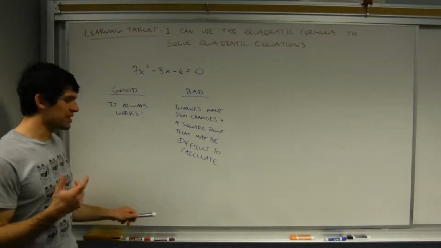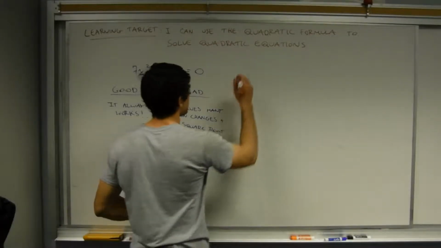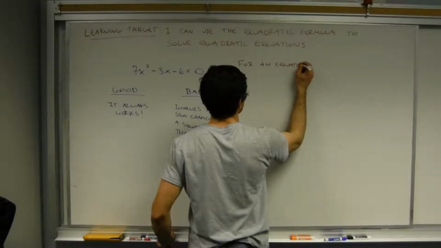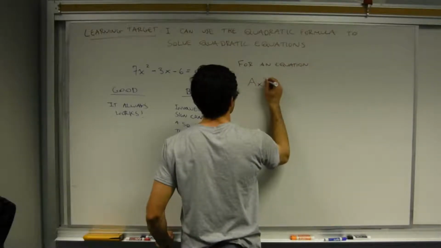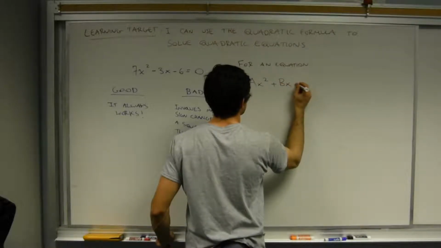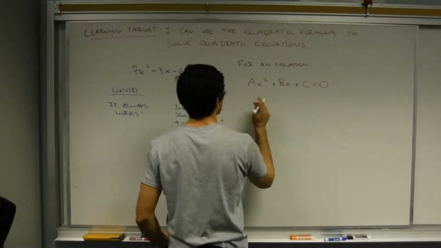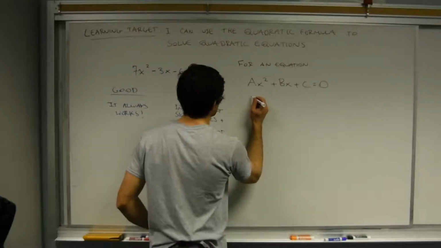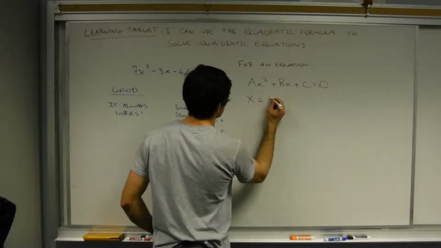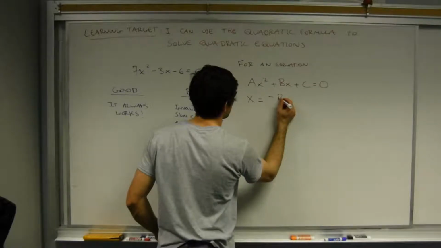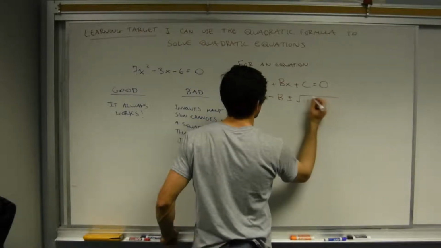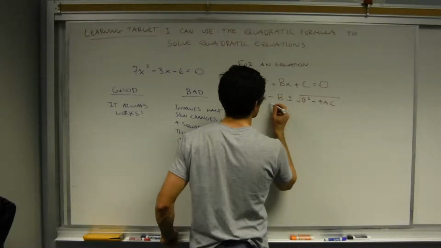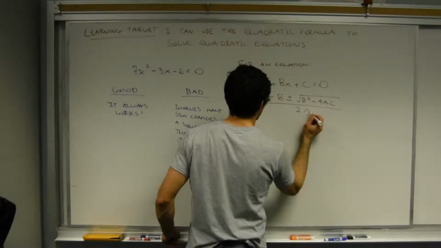So now, what exactly is the quadratic formula? It tells us that for an equation ax squared plus bx plus c is equal to 0, the solutions, or the zeros, or the x intercepts, are equal to negative b plus or minus the square root of b squared minus 4ac, all divided by 2a.